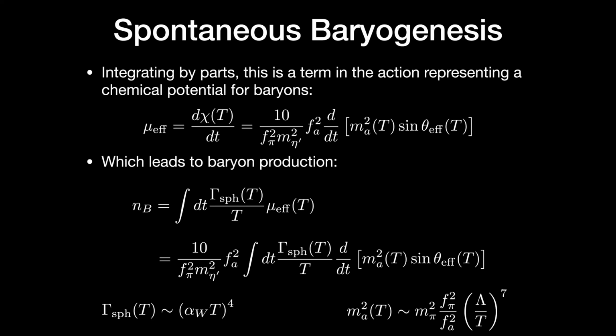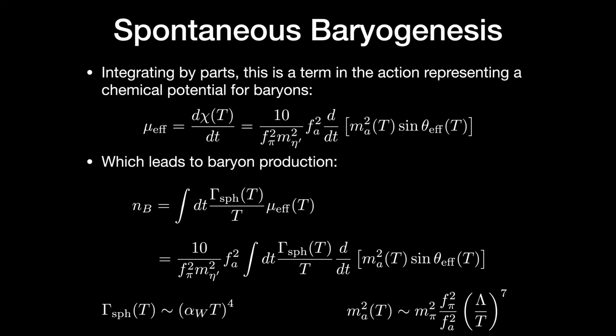If I integrate this term by parts, the term that comes from the time derivative becomes a chemical potential for the baryons. Integrating by parts, the piece that goes like d by dt moves the time derivative over to the susceptibility, and this multiplies the baryon number current and thus induces baryon production. So mu effective, this effective baryon chemical potential, is just related to the susceptibility on the slide before, taking its time derivative. The only thing actually changing with time here is the axion mass and sine theta effective. Everything else is a constant.